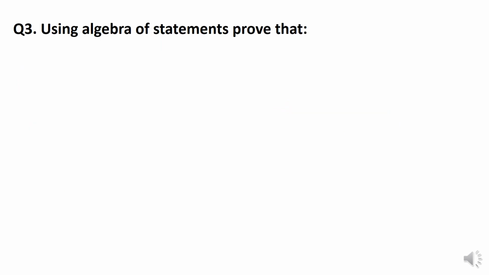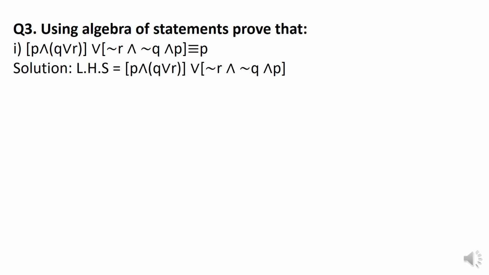The next question is, using algebra of statements, prove the following. We are going to do the same thing that we did in the previous question, that is use the laws of logic. The first question, P and Q or R, or not R and not Q and P is equal to P. Now we take the LHS. In the next few steps, you will be observing that the first square bracket remains as it is, at least for the next few steps. You are going to concentrate on the second square bracket given over here.